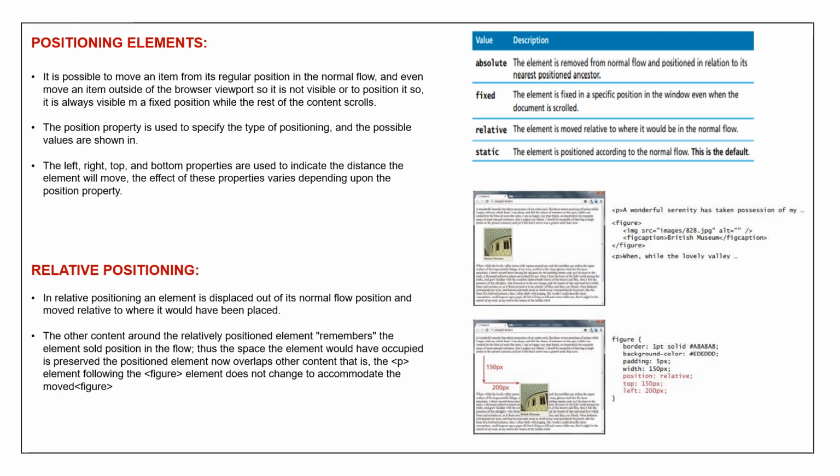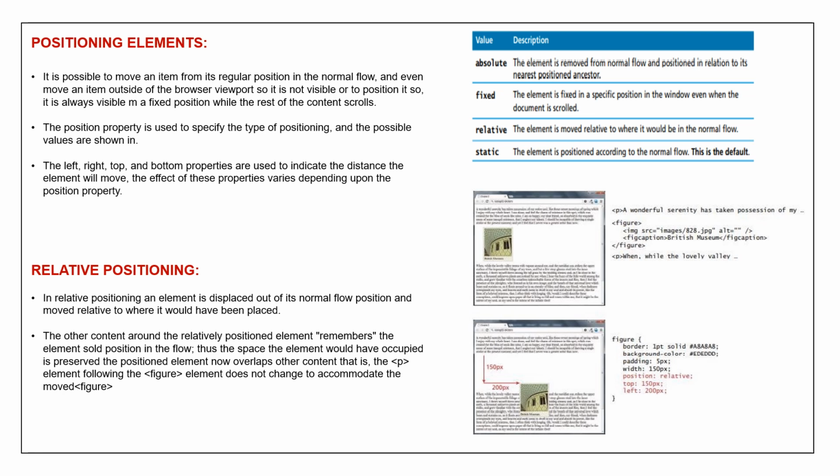Firstly, absolute. The element is removed from the normal flow and is positioned in relation to its nearest positioned ancestor. Fixed. The element is fixed in a specific position in the window even when the document is scrolled down. Relative. The element is moved relative to where it would be in the normal flow. Static. The element is positioned according to the normal flow. This is the default one.